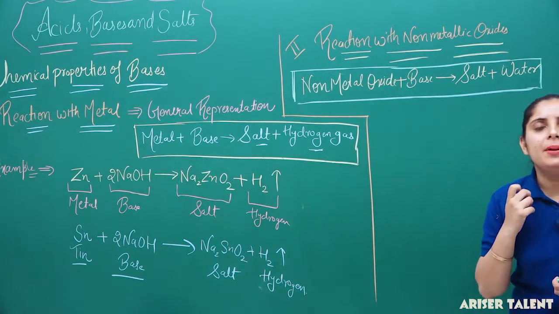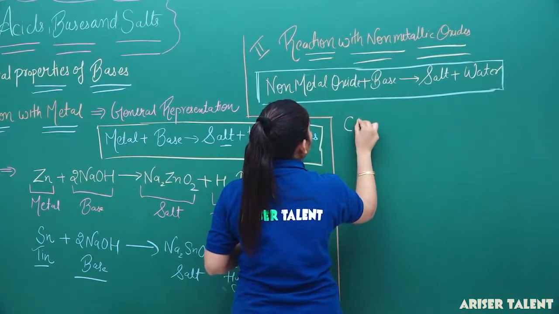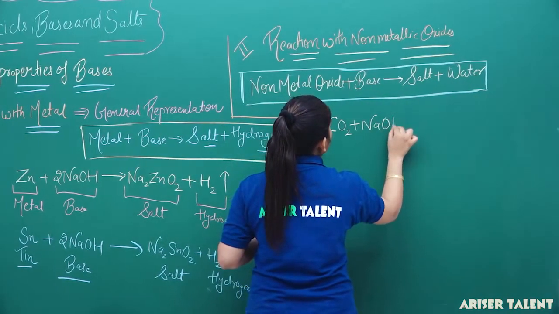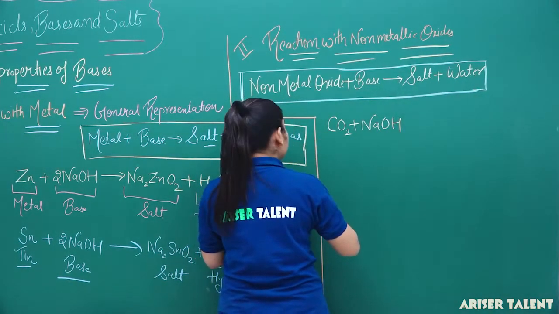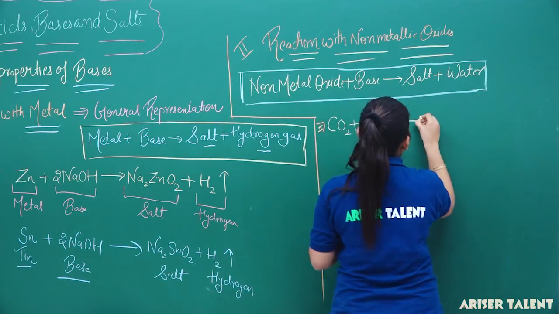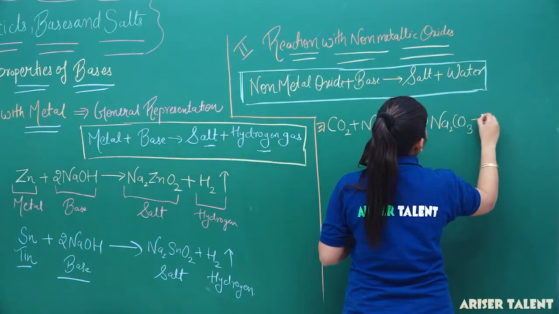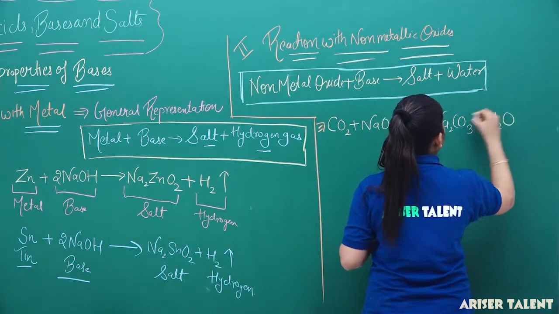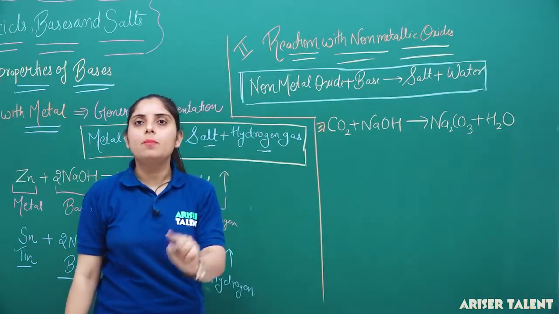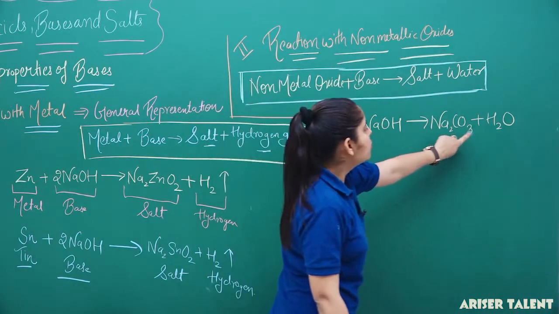Now, what happens in this case? We will take an example to understand this. So, I am reacting carbon dioxide with NaOH. This will be our first example. In the product side, we will get sodium carbonate, that is salt, with another byproduct, that is water. So, you can see that carbon dioxide is a non-metallic oxide and it reacts with a base to give salt and water.